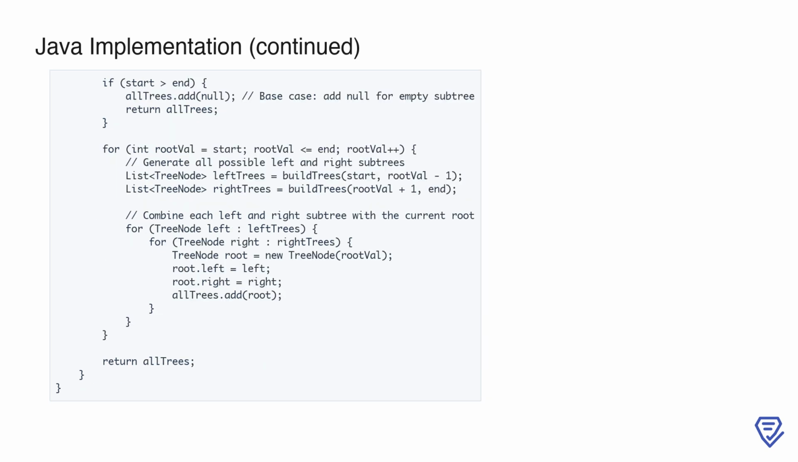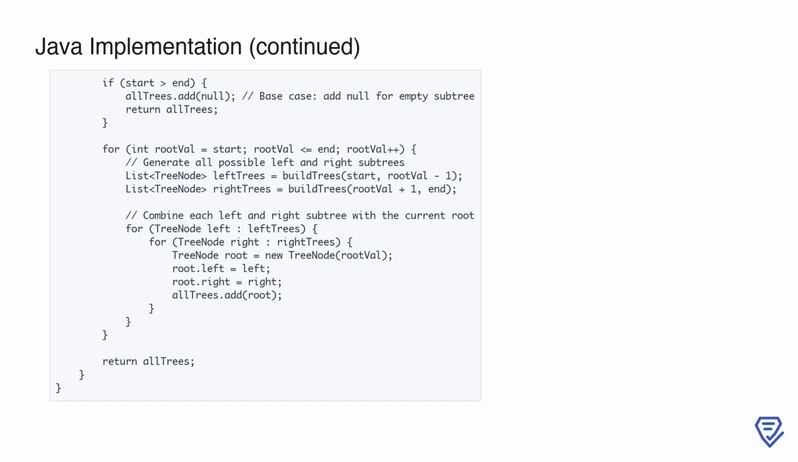The buildTrees method starts by creating a list to store all possible trees for the given range. If the start value exceeds the end value, we add null to the list, representing an empty subtree, and return it. This forms the base case for our recursion. Now, for each value in the range from start to end, we treat that value as the root of the current tree. We then recursively generate all possible left subtrees using values less than the root and all possible right subtrees using values greater than the root.